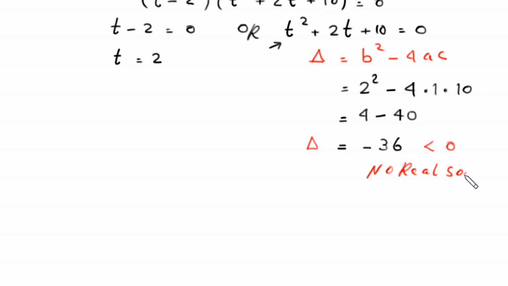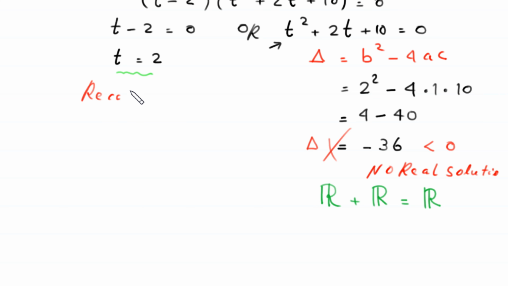which means that no real solutions can be found from this equation. And because a real number plus a real number is always equal to a real number, it means that the sum of two real numbers cannot be a complex number, so we reject this one and accept only this value of t, 2.